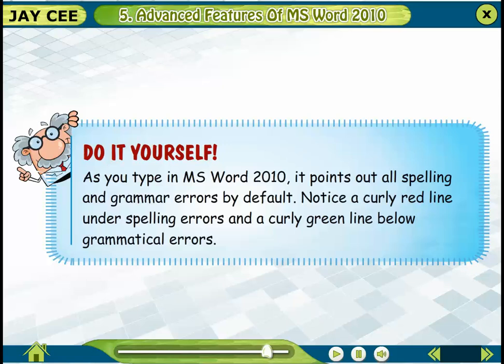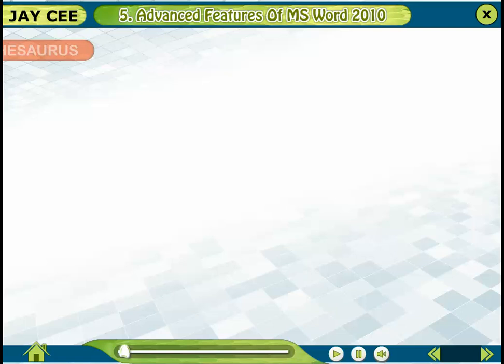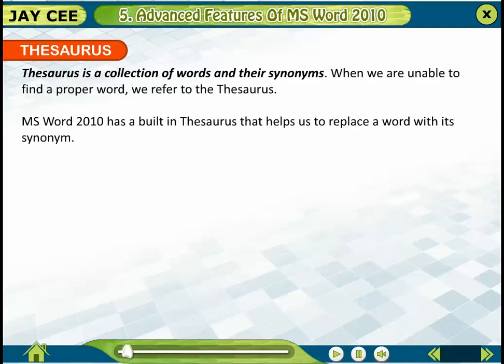Do it yourself. As you type in MS Word 2010, it points out all spelling and grammar errors by default. Notice a curly red line under spelling errors and a curly green line below grammatical errors. Thesaurus. Thesaurus is a collection of words and their synonyms.